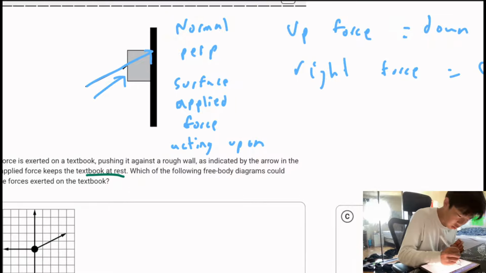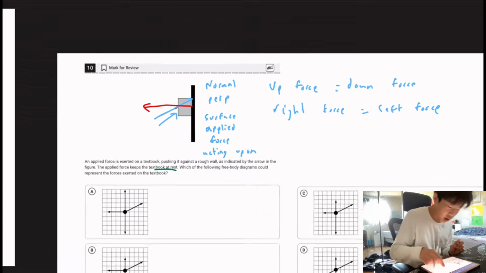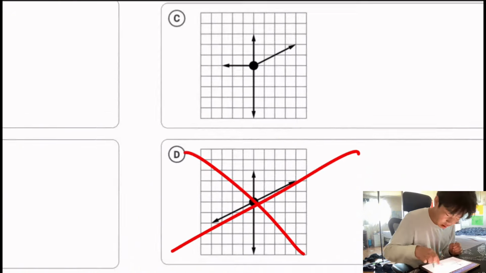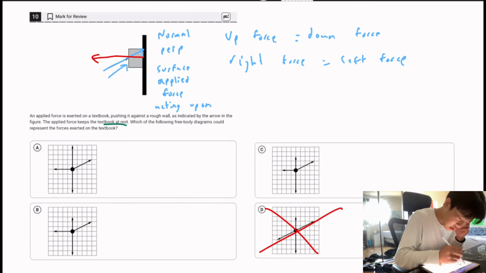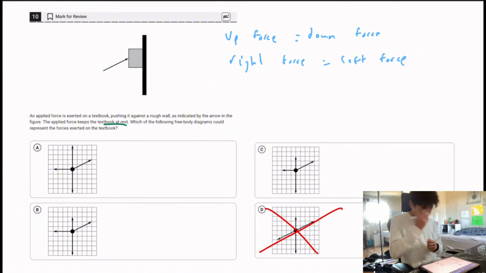What is perpendicular to the wall? It's going to be this normal force, which I'm marking in red. The normal force is going to be this way. So that means we can eliminate choice D, because the normal force always forms a 90-degree angle. That boy is definitely not a 90-degree angle. Okay, so let me just erase all this. So other three.